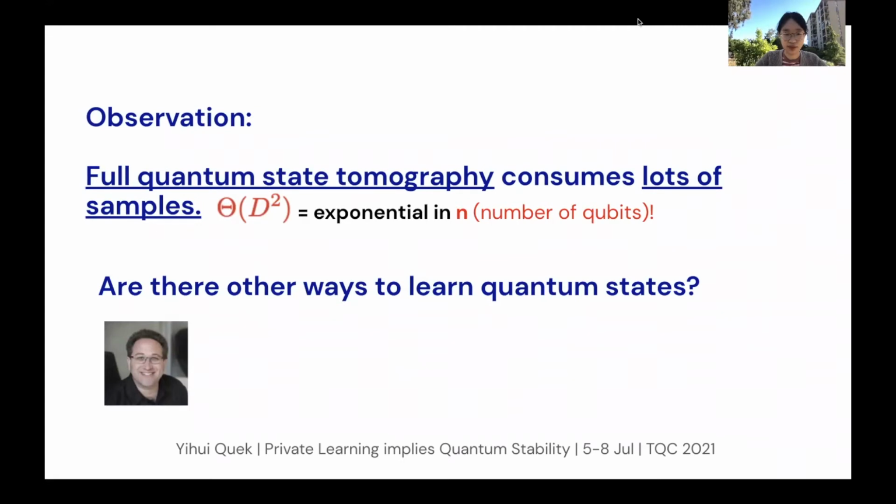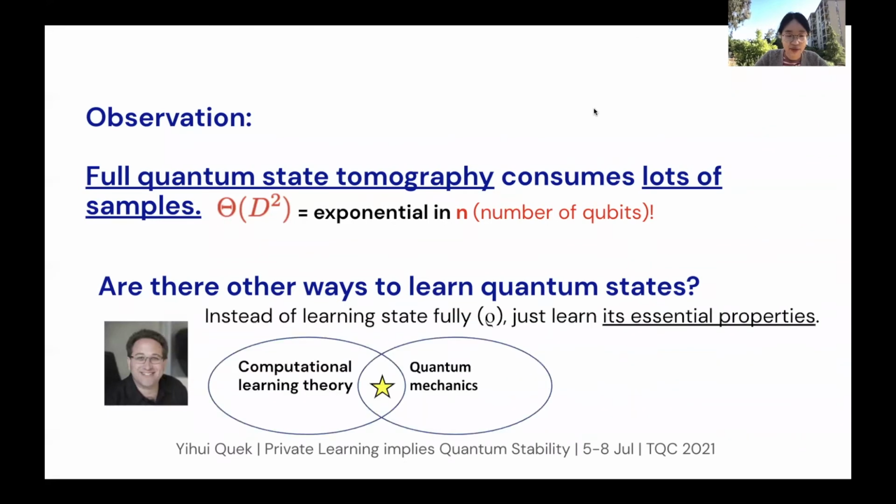So a couple of years ago, Scott Aaronson started to ask if there could be other ways besides full quantum state tomography of learning quantum states. Here the idea is that instead of learning the full state, one could think of learning models in which it was only necessary to learn the essential properties of the state. And it's a very beautiful line of inquiry, and I enjoy it very much because it's at the intersection of computational learning theory and quantum mechanics.